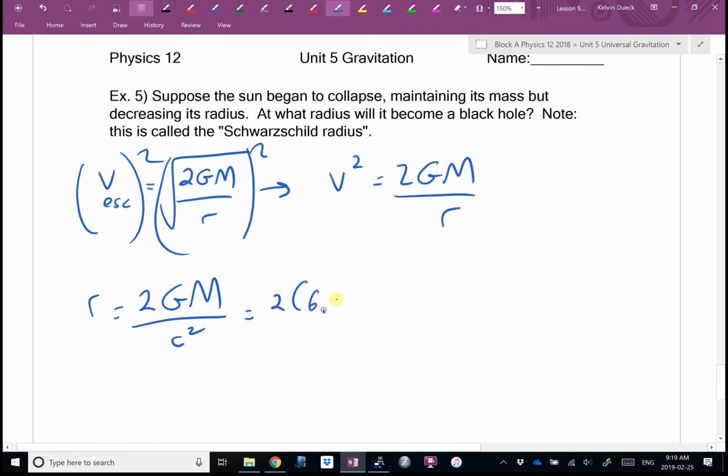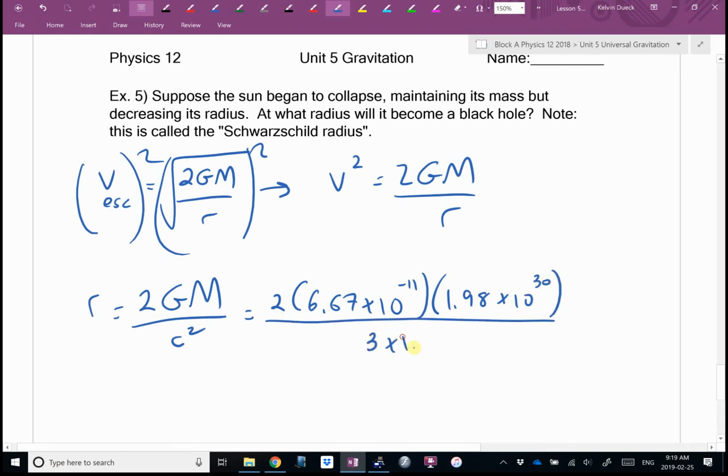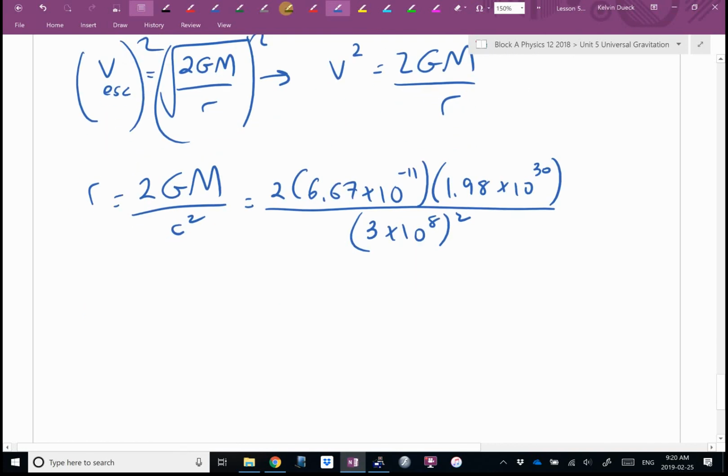2, 6.67 times 10 to the negative 11. Mass of the sun is what? 1.98? Is that right? Yeah. Times 10 to the 30th, is that right? Wow, I dredged that up from nowhere. 3 times 10 to the 8th squared. What's the sun's Schwarzschild radius? How small must it collapse?